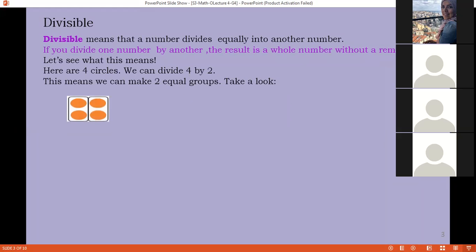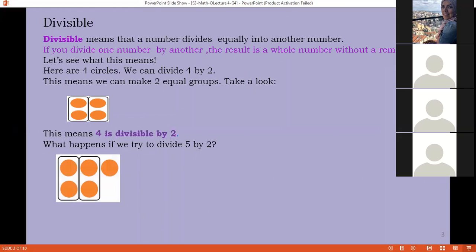So if I can divide the circles into groups without having a remainder, then we can say that the 4 is divisible by 2. What if we have 5 circles and we are trying to divide the 5 by 2? Look at this. Here we have 5 circles, every 2 in a group. How many circles are left without any group?